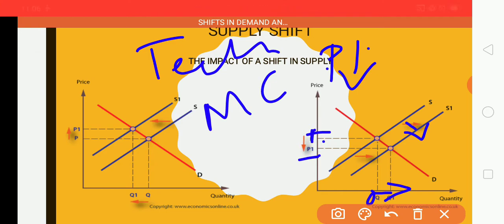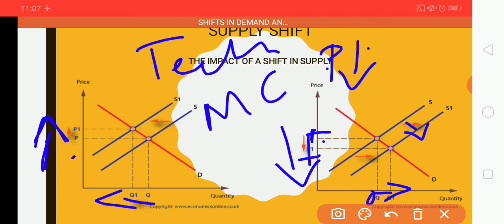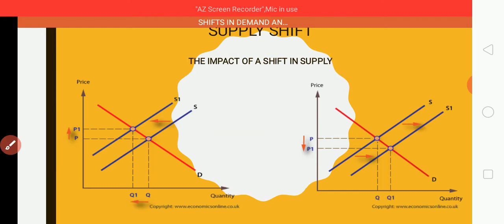The price changes from P to P1; here the price has decreased, and here the price has increased. When the changes in price and quantity are opposite, when the price increases, the quantity is decreased, and when the price has decreased, the quantity has increased in the supply concept when there is a shift in a supply curve. So this is all about the shift in the supply curve.